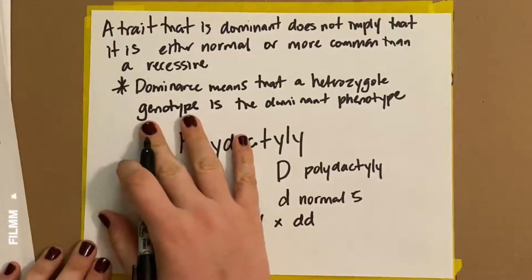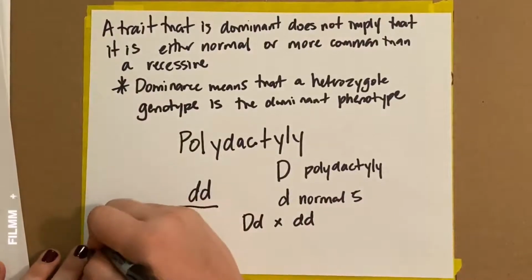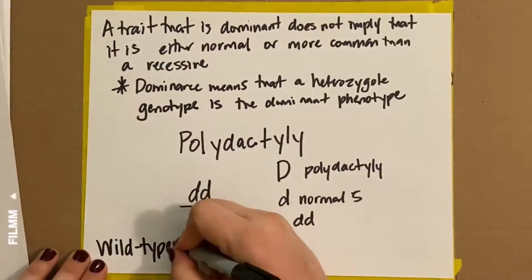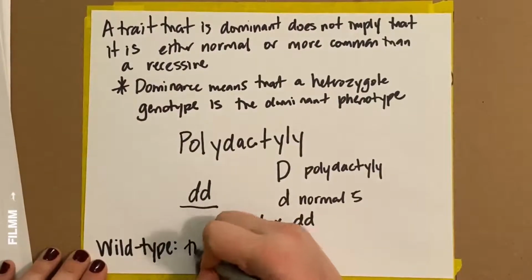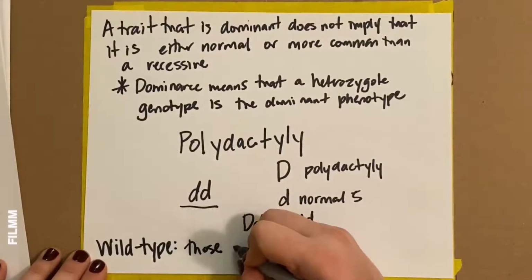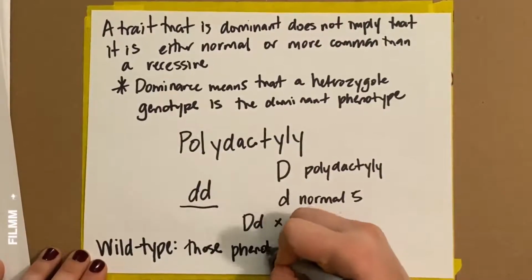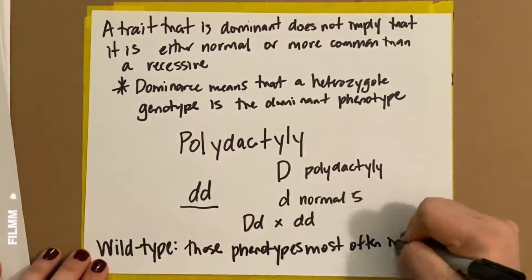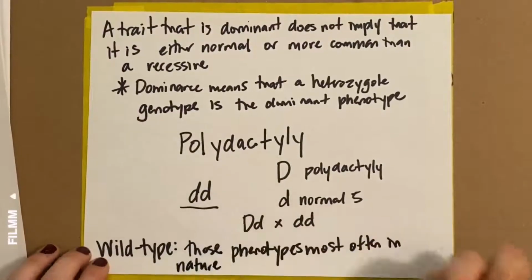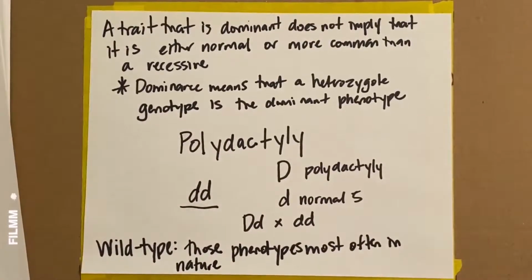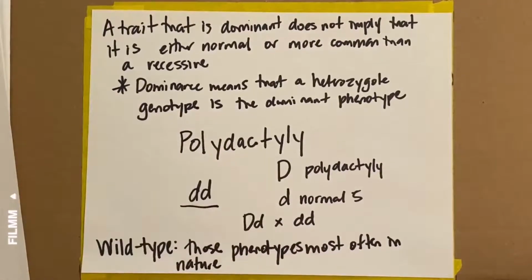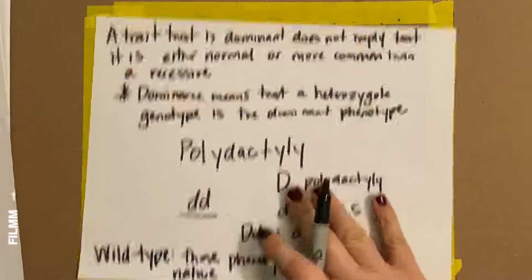Well, the better term to say, instead of saying a dominant trait, is wild type. And what wild type means is that it's the one you see the most often in nature. So we would say normal 5 fingers and toes per hand and foot is the wild type for this particular trait. Okay, polydactyly is the dominant trait, but is not the wild type.